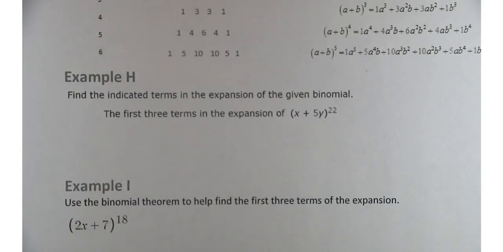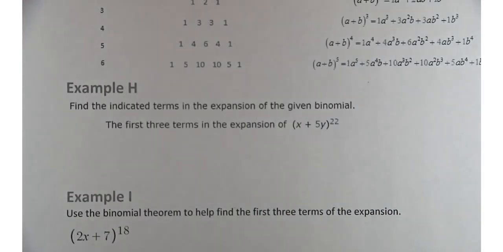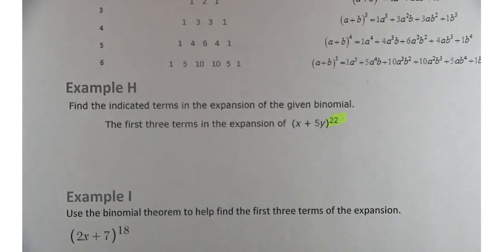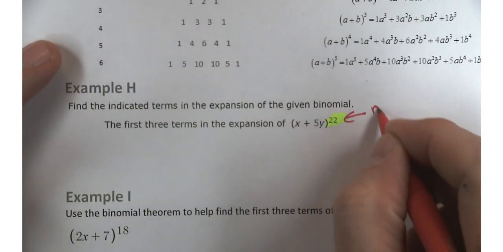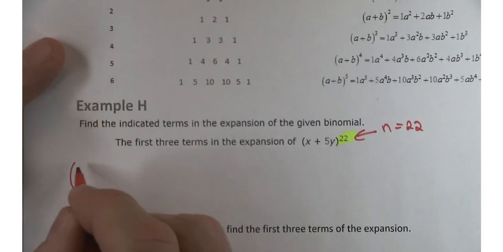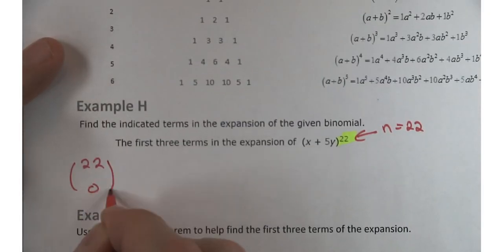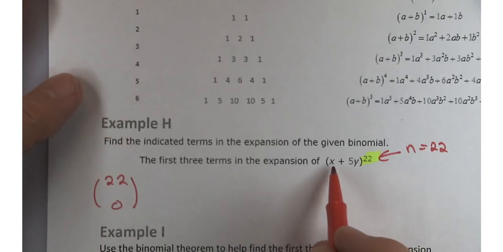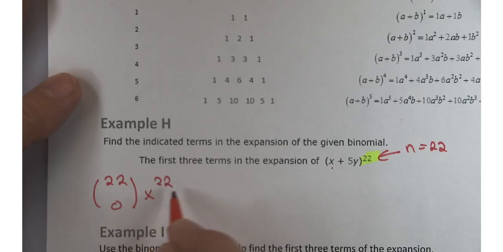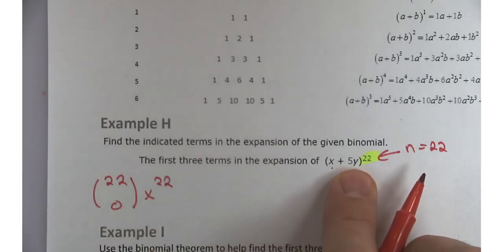Well, in our case, the n for us would be 22. All right, so let's just make that clear to start with. N equals 22. And because n is 22, we'll start out with 22 choose 0. And then I want this term to the 22nd power, a to the 22nd power, and then b to the 0 power, right? What is something to the 0 power? 1. So I'm not going to write that.